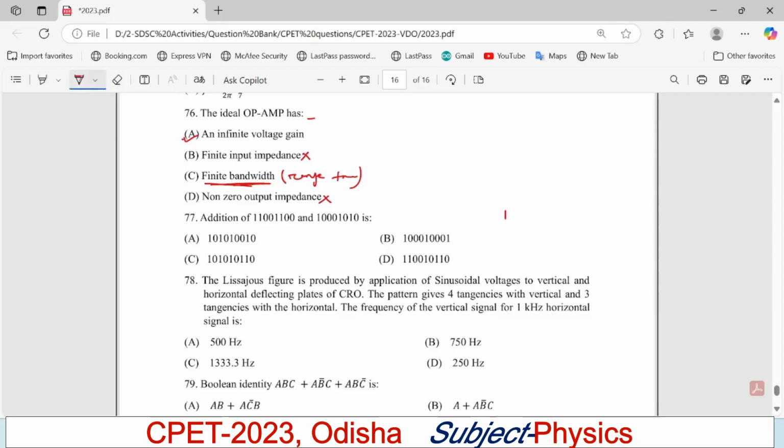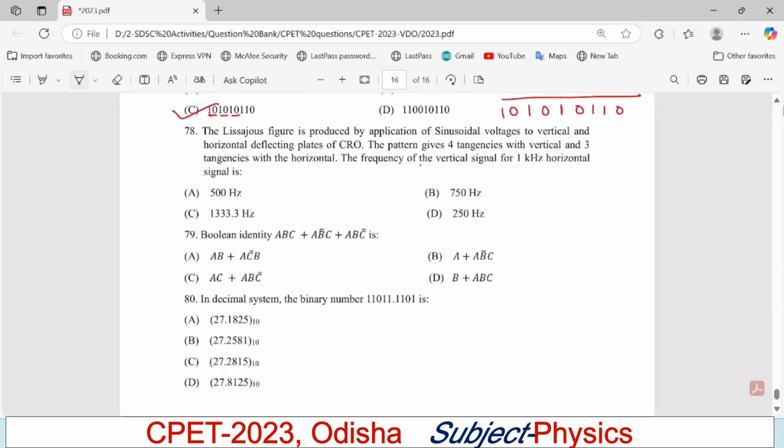Addition of two binary numbers. The first binary number is this one, 1 1 0 0 1 1 0 0, 1 1 0 0 1 1 0 0. Then the second one is 1 0 0 1 0 1 0, 1 0 0 1 0 1 0. Just simple addition: 0 0 0 0, 1 1 1, 0 1 1 1. That means it will be 0, carry will be 1, 1 0 1 0 0 0 1 0 1 1 1 0, carry 1. So 1 0 1 0 1 0 double 1 0. Here you can see 1 0 1 0 1 0 double 1 0. So option C is your correct answer.